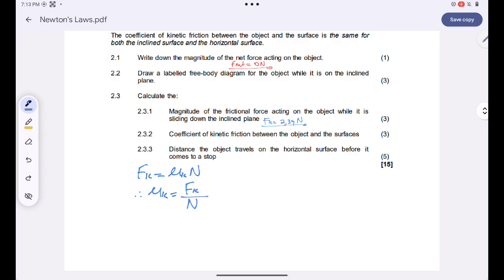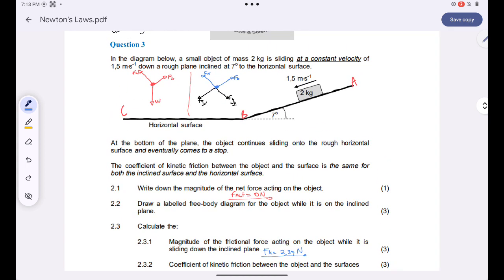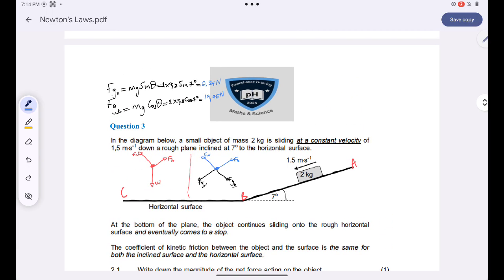Now, in this case, guys, whenever you have an inclined surface and there are no forces that influence our object at a specific angle, it simply means that FG perpendicular is equal to the normal force. Are you together? How do we find FG perpendicular? By saying mg cos theta, and we did calculate it. We got 19.45 newtons.